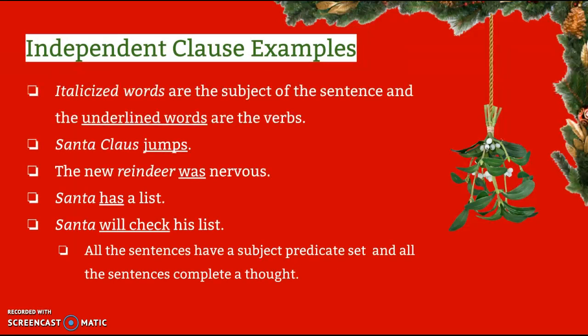So for our examples, the italicized words are going to be the subject, and the underlined words are going to be the verb. So we have Santa Claus jumped, the new reindeer was nervous, Santa has a list, and Santa will check his list. Our subject-predicate sets are Santa Claus jumped, reindeer was, Santa has, and Santa will check. All of them have that subject-predicate set, and all of them complete a thought.